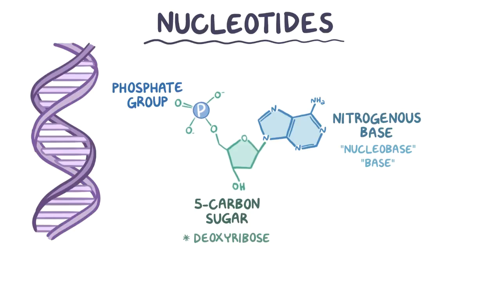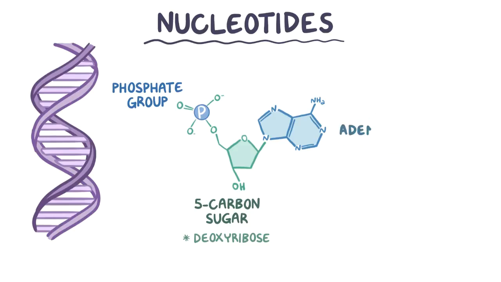The sugar and phosphate elements are the same for the 4 nucleotides that make up DNA. The difference comes from the nucleobase, which is attached to the 1st carbon of the sugar. There are 4 nucleobases that make up and give DNA nucleotides their name: adenine, or A, thymine, or T, cytosine, or C, and guanine, or G.